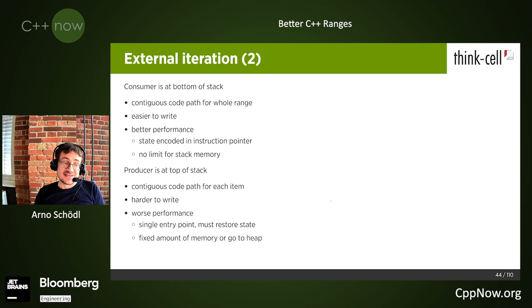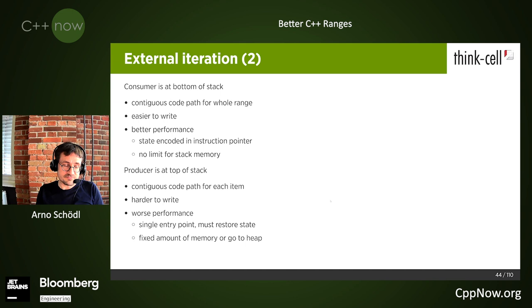It only has a contiguous code path for each individual item. Because when you dereference an iterator, when you're returning from the dereference, your code path essentially is joining again. And the next time you're called with star it, you don't know where you are in your data structure, which maybe is costing you performance, because you kind of have to restore where you are in your iteration of the data structure. That also makes the producer at the top of the stack harder to write, because you have to restore the state, and you may have worse performance. That is because of the single entry point, you have to restore the state, but also because you only have a fixed amount of memory you can store. The stack will always be flushed again when you're returning from your function. So you cannot store anything on the stack between calls to the producer.